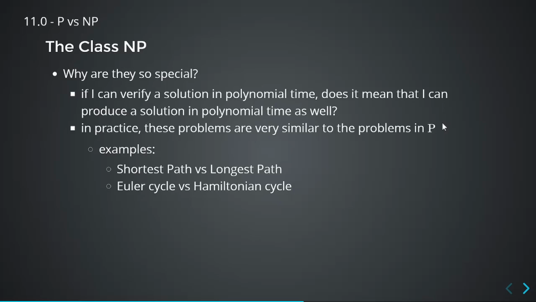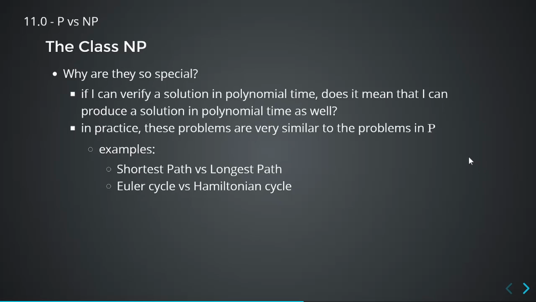And also in practice, the problems that you see are very similar to problems in P. The example that we have here is a shortest path and the longest path, and Euler cycle and a Hamiltonian cycle. You've seen Euler cycle in Com 225, Com 2010, but you probably forgot about it. But at least shortest path and longest path, you know. And we've done a lot of shortest path. And when you think about longest path, that's a very, very similar problem. So how different can it be?